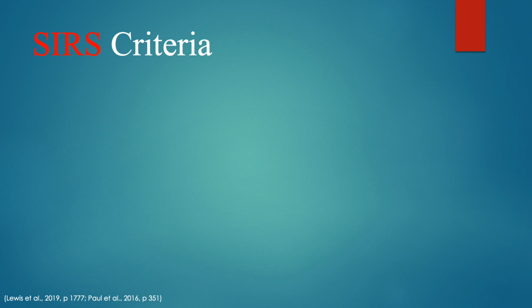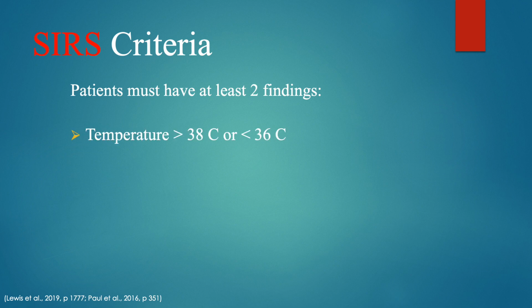In order to meet SIRS criteria, patients must have at least two of the following findings: a temperature greater than 38 degrees Celsius or less than 36 degrees Celsius, and here it is important to recognize that hypothermic body temperature can present after massive trauma and can also be a sign of inadequate immune response, especially in our elderly patients.